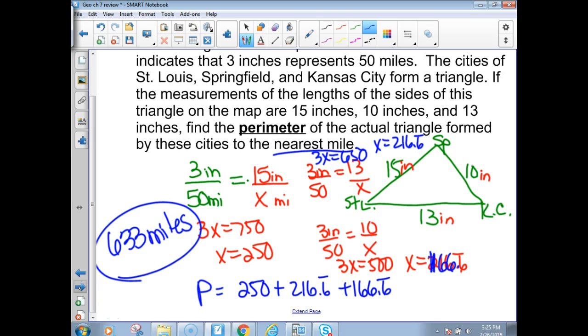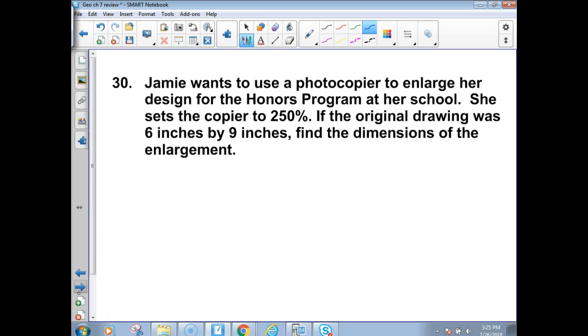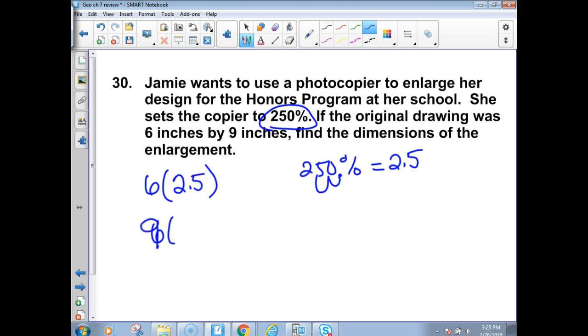Do we need to talk more about this one? No? Okay. Jamie wants to use a photocopier to enlarge her design for the honors program at her school. She sets the copier to 250%. What is 250% as a number? Careful, just move 2 places. So it'd be 2.5. If the original drawing was 6 by 9, we just want to take each of those and multiply it by 2.5, and you get the new dimensions.